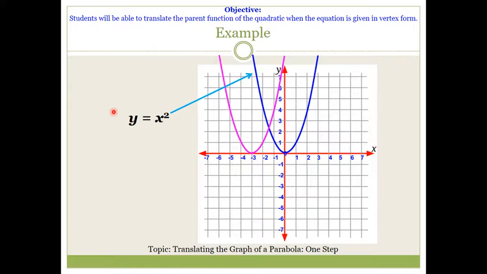The blue equation parabola is the parent function y equals x squared. And I've taken that function and I've shifted it to the left 3. We can tell because the vertex was at 0, 0, and now the vertex is at -3, 0. So I've shifted it to the left 3. So we would write that equation as parentheses x plus 3 squared. Remember, when we move it to the left, it's a plus. When we move something to the right, like I've done in this case, then we subtract.